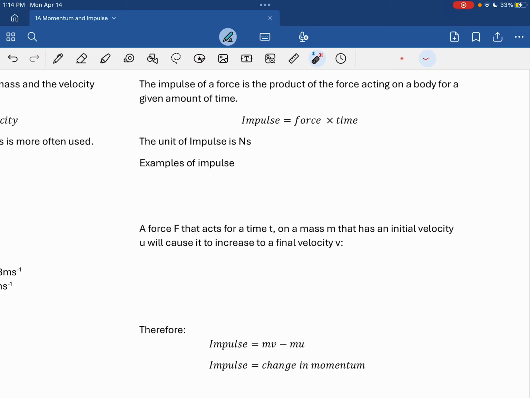So, moving on now. We're saying that a force, F, that acts for a time t on a mass m that has an initial velocity of u will cause it to increase to a final velocity of v. I'm just going to write that as an equation. We're going to use Newton's second law to help us with that. I'm going to rewrite the acceleration as a change of velocity over time, because that's what happens when you apply a force and its velocity is increasing. It's due to the acceleration.